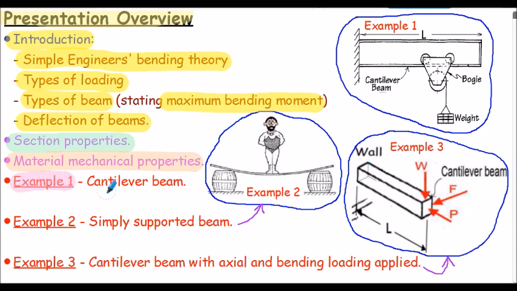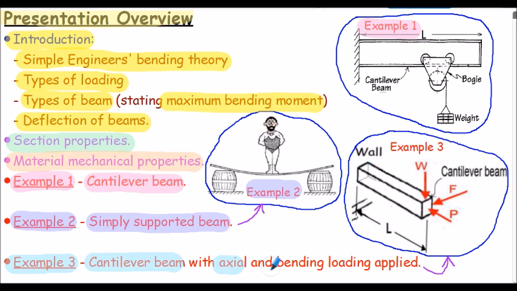Example 1 relates to a cantilever beam, as shown in this illustration here. We're going to calculate the maximum bending stresses in the beam and the maximum deflection of the beam. Example 2 relates to a simply supported beam, shown here. Again, we'll calculate the maximum bending stress in the beam. And example 3 is another cantilever beam, but this time with axial and bending loading applied. This is example 3 here. So this is our axial compressive loading applied, shown P, and we also have bending of the cantilever beam applied in two directions here.